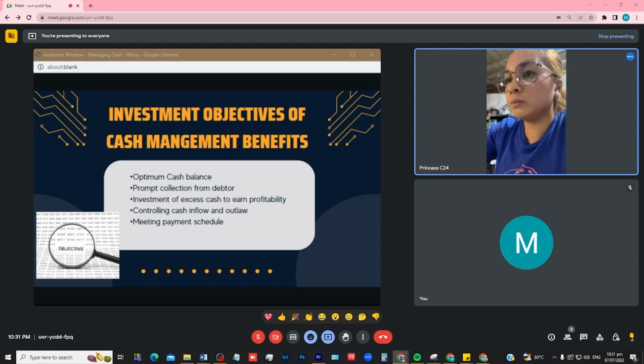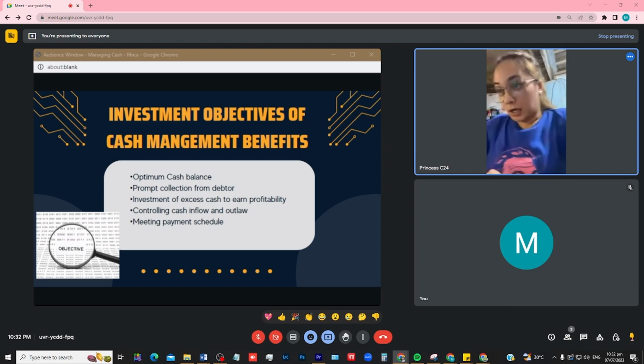First, optimum cash balances. Optimum cash balances means there should not be an excess or a shortage. So we are anticipating and calculating, making cash budgets and cash flow statements, to determine the requirements of cash next year in our business, and deciding what would be the optimum cash balance, other than keeping the precautionary and speculative as well.